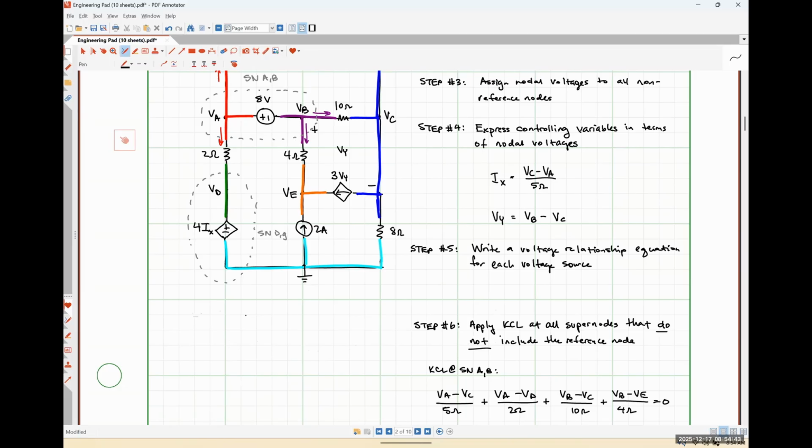Okay. So we've got 2 voltage sources in this circuit. So the first one is the 8-volt source. So what's the voltage at the positive polarity terminal of the 8-volt source?